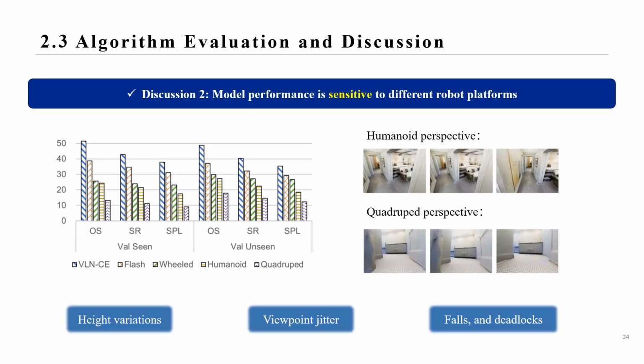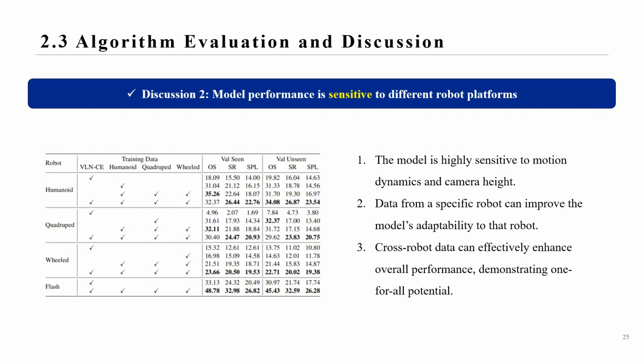Discussion 2. Model performance is sensitive to different robot platforms. It is affected by viewpoint, height variation, jitter, falls, and deadlocks, highlighting the importance of platform adaptation for optimization. Models are especially sensitive to motion dynamics and camera height. Data from a specific robot improves adaptability, while cross-robot data enhances overall performance, demonstrating one-for-all potential.